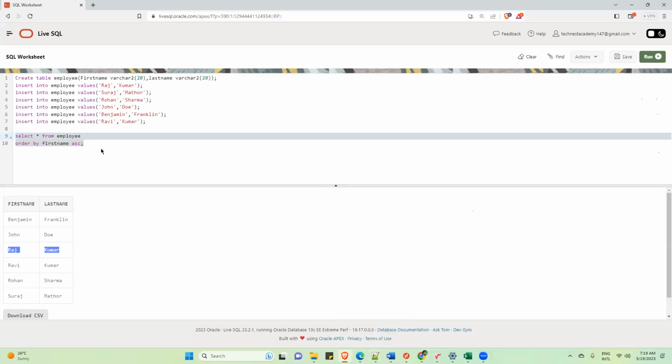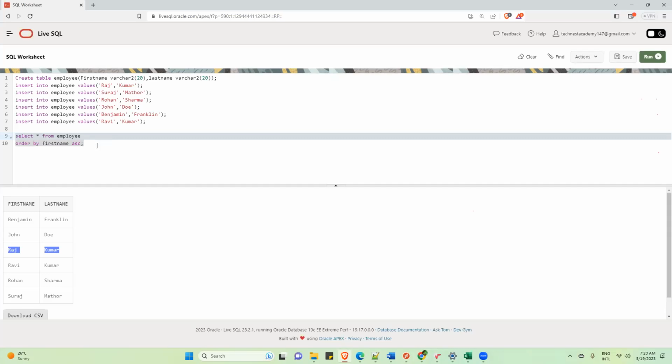Tanvir asks: what happens if Ravi's A is capital and Raj's A is smaller? Will it go based on ASCII values? That we'll discuss after some time. Sir, how to order on multiple columns? That we'll discuss after some time. Gayatri asks: if there are two rows, then what would be the outcome? That we also will discuss.